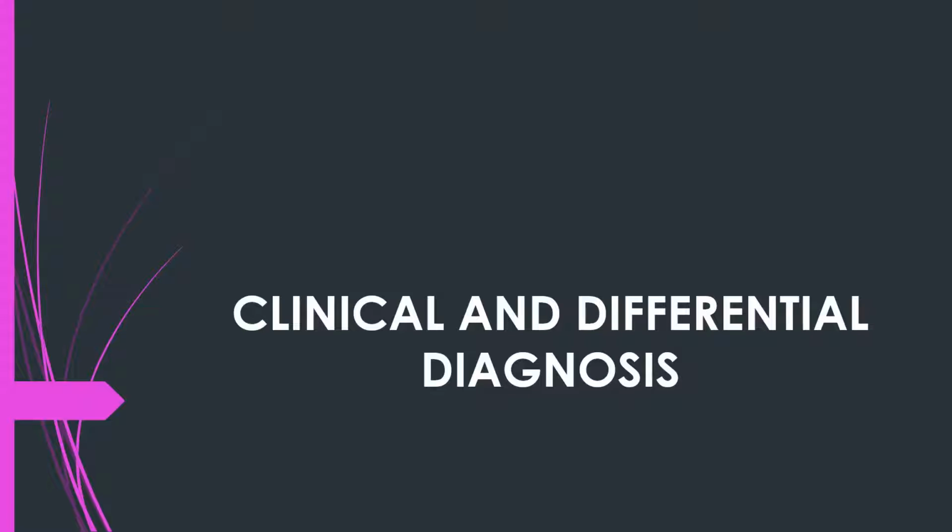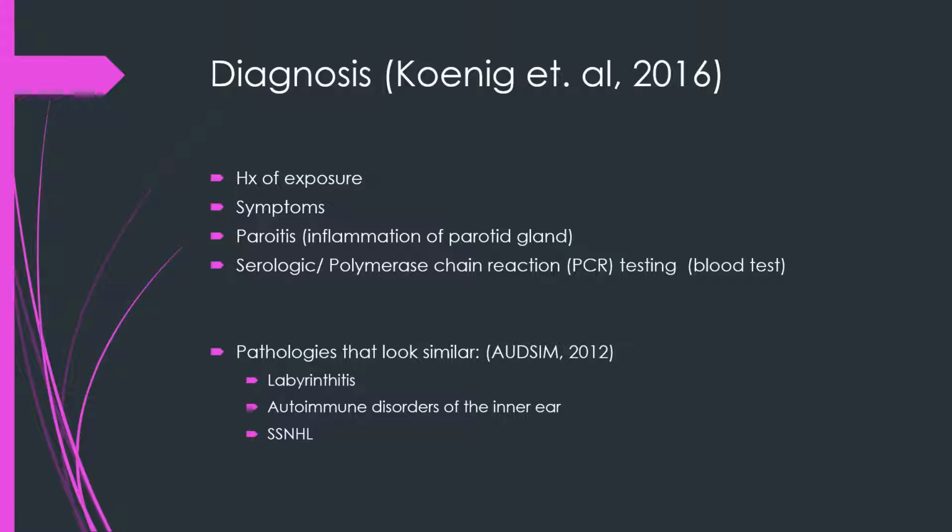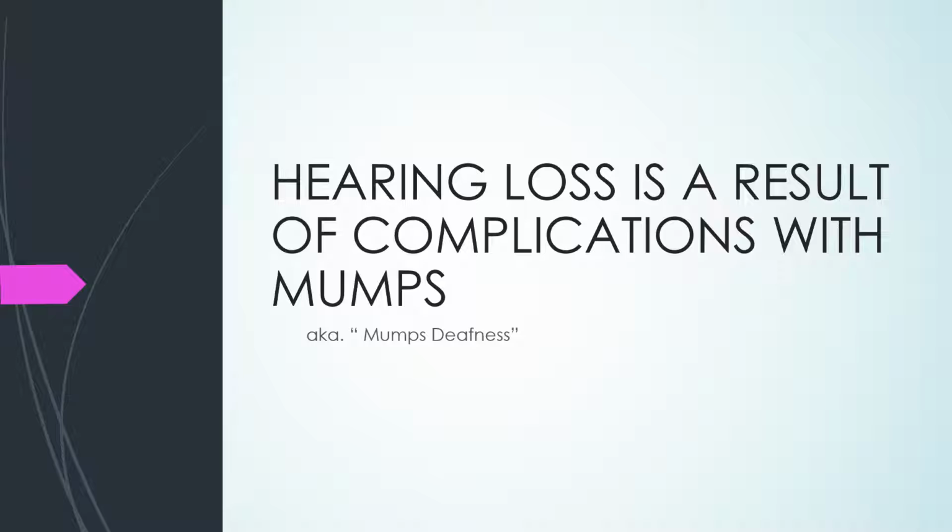Okay, so when we're looking at clinical and differential diagnosis, so diagnosing mumps, history of exposure. So again, just like measles, hearing loss is a result of a complication with mumps. It is not a guarantee. So if hearing loss does occur, it is called mumps deafness.